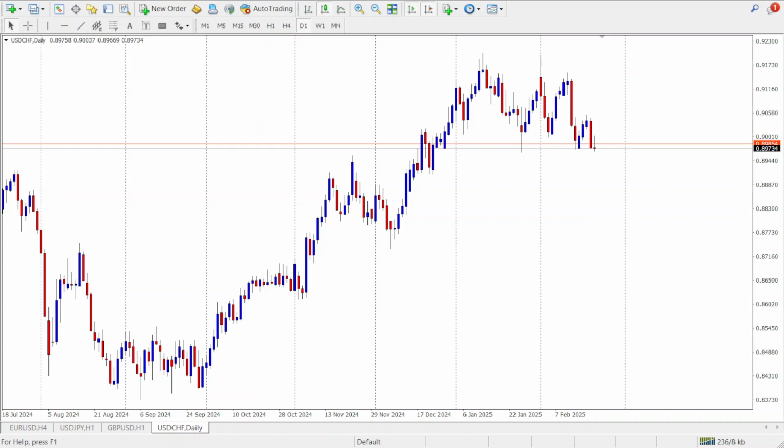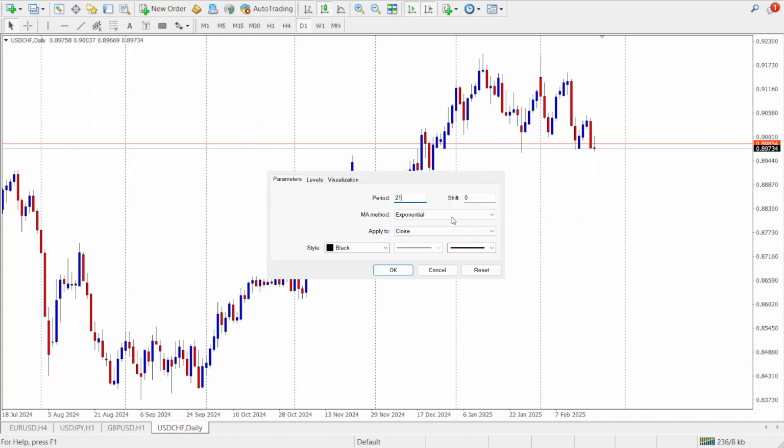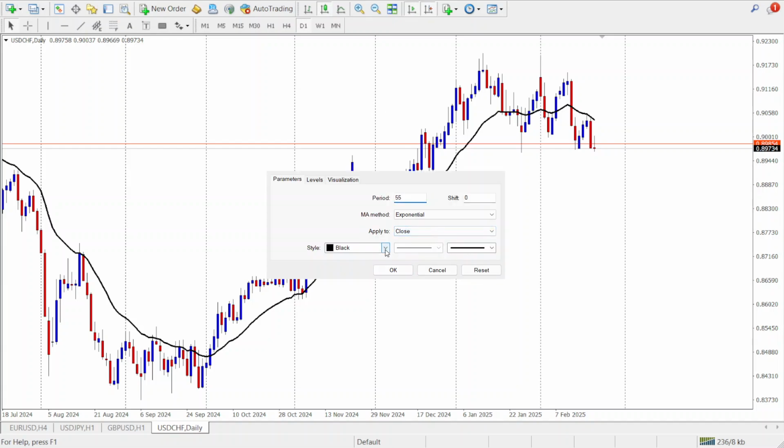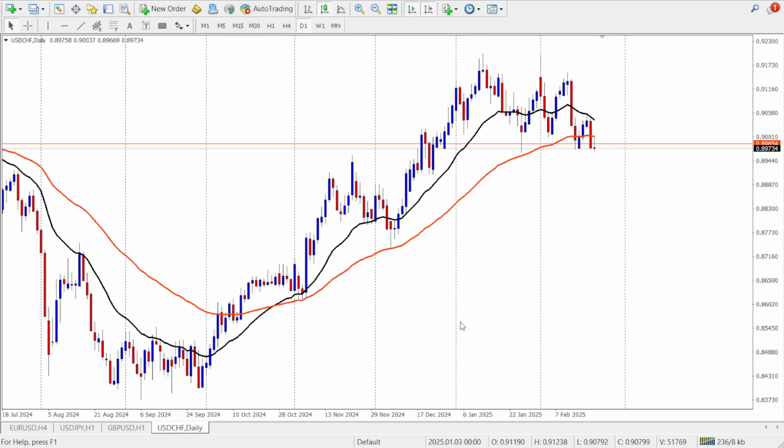Now, let us talk about the strategy. The 21/55 moving average strategy uses two simple indicators, which are the 21 period moving average and the 55 period moving average. So this is the 21 period moving average, and this is the 55 period moving average. These two moving averages work together to help identify the market trends and give you signals for when to enter or exit a trade. It's not complicated, but it's highly effective, making it perfect for both day trading and scalping.